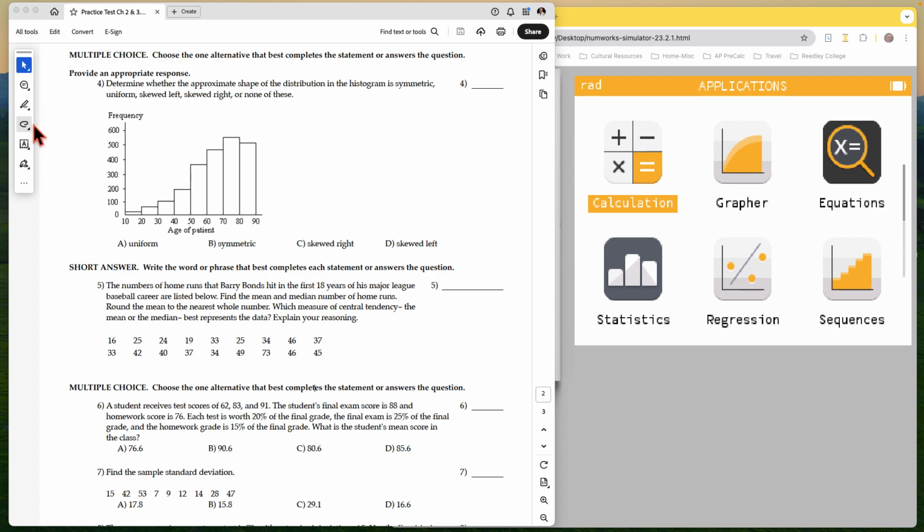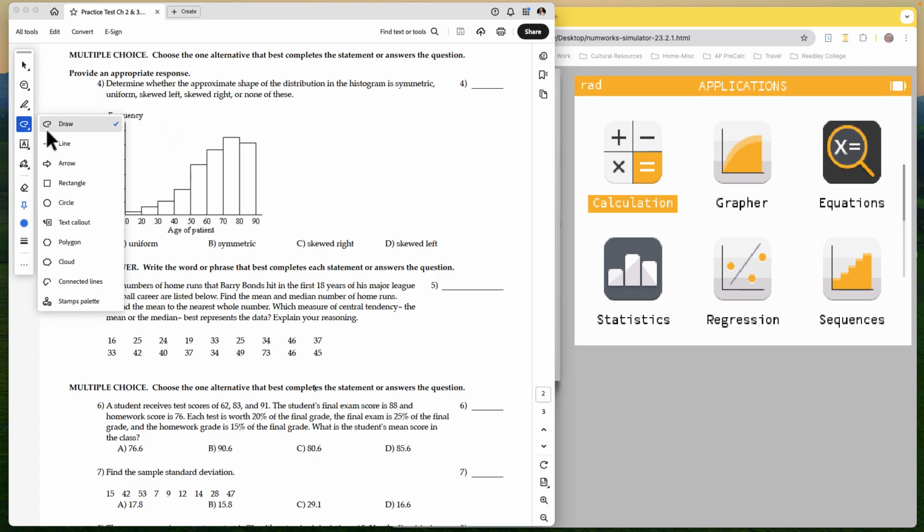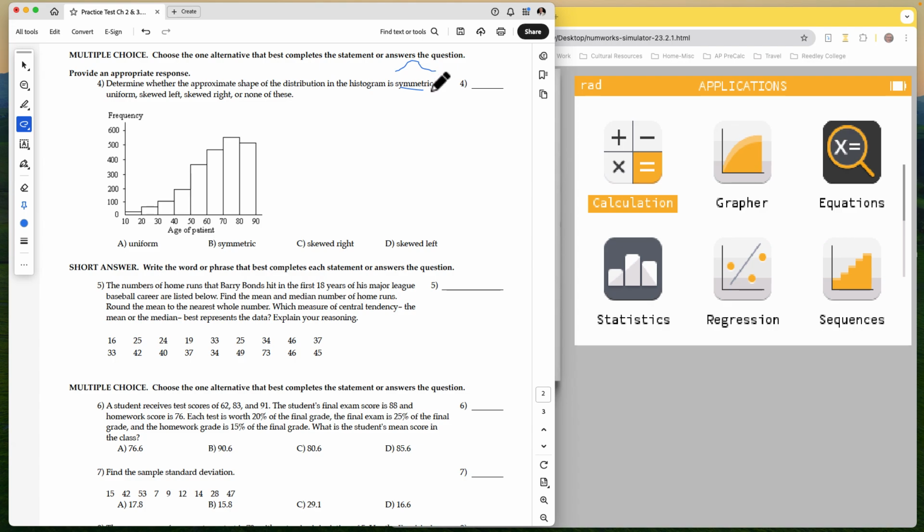Chapter 4, question 4 on this exam. This question asks to determine the approximate shape of the histogram. First of all, we'll just review what it means to be symmetric. Well, that would be, right, same on both sides. So that's that bell shape.